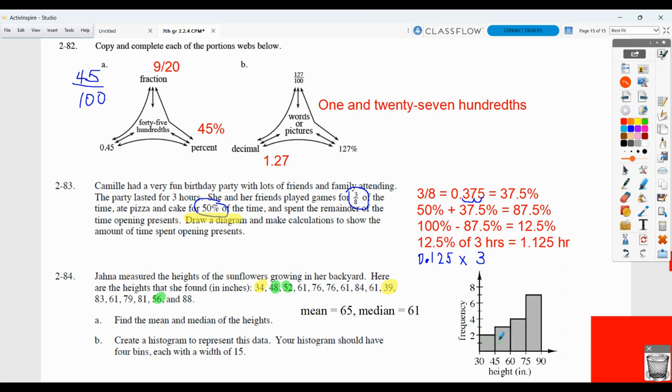Now, remember, with a histogram, the bars are going to touch. So for a histogram, we need intervals or bins like this, and we need to have the bars touching. Anyway, you're going to continue that and fill in the other 2 bars, and that's what gives you the information for the histogram. I would also say that this histogram should have a title on it. Something like height of sunflowers growing in Jana's backyard or something like that.